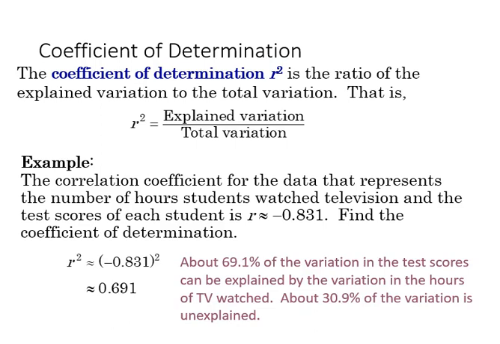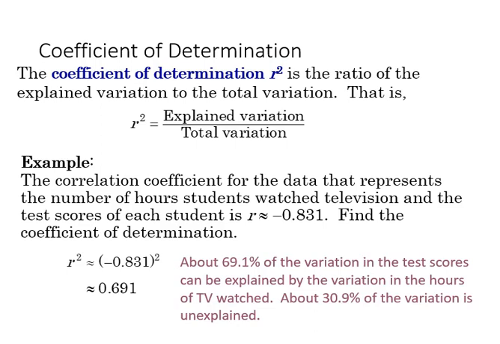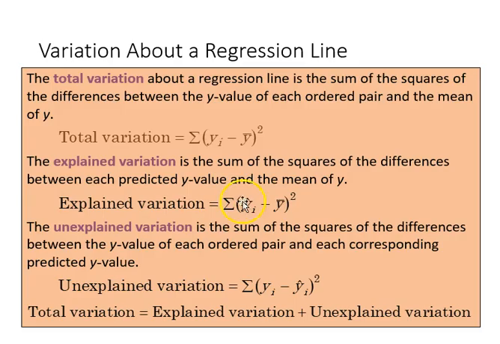Based on that, we can find what's called the coefficient of determination, and that is simply a ratio of explained to total variation. And you can imagine, based on the previous slide, what that equation will look like once we substitute explained and total for what those are mathematically.